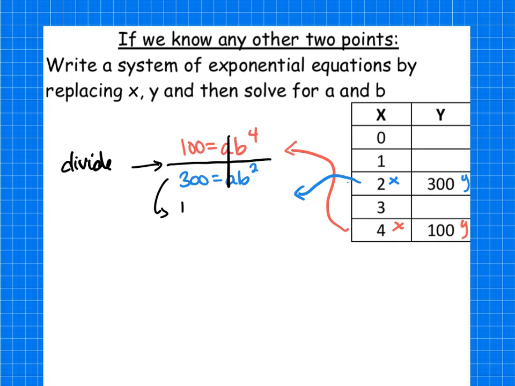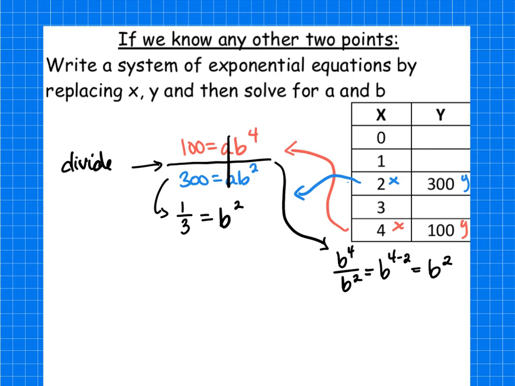is 100 divided by 300, which is 1/3. And then here, I'm going to put off to the side b to the fourth over b to the second. This is the quotient rule. I'm going to subtract my exponents. So b to the 4 minus 2 equals b to the second. The reason I'm showing you this part is because when we write b to the second here, I don't want you to think that this was being dropped down. You have to do this part to make sure you know what that is referring to. Okay, so we've got 1/3 equals b to the second.